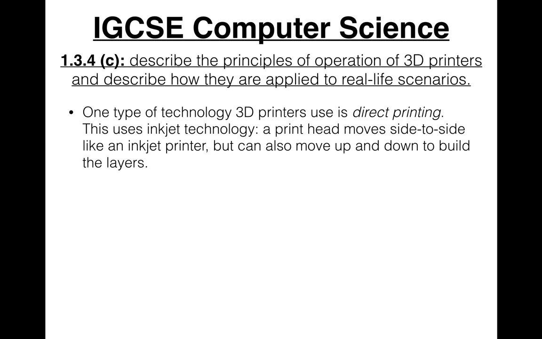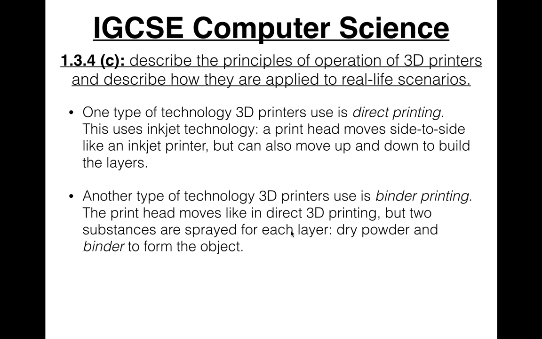So then there are types of technology which 3D printers use. One type is direct printing. This uses inkjet technology. A printhead moves side to side like an inkjet printer, but can also move up and down to build the layers. So you can imagine a printhead which can move in X, Y, Z coordinates as opposed to just X coordinates like 2D inkjet printers. Inkjet printheads can only move left to right, side to side. 3D printers can move up, down, left, right, whatever.